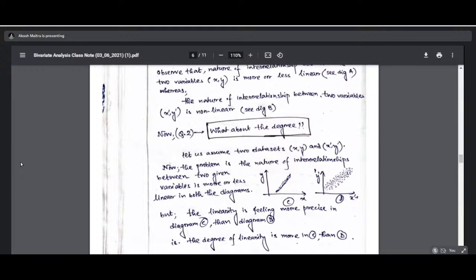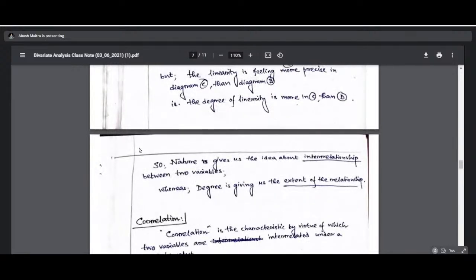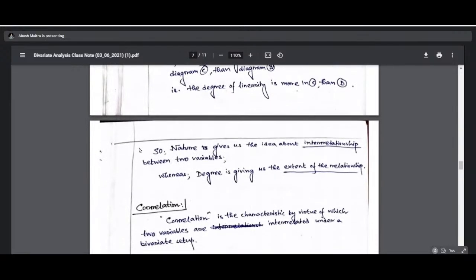So the nature of the interrelationship between the two given variables is more or less linear in both diagrams. When both C and D are linear, we have to measure in which diagram the linearity is more intense, C or D. We can see here that diagram C has more intensity towards a linear relationship, while in diagram D there is a lesser degree of linearity. It is also linear, but the intensity of linearity is somewhat less. So from the scatter diagram, we are getting the picture of the nature, that is, whether it is linear or non-linear, and the degree, that is, if it is linear, how much linear it is.